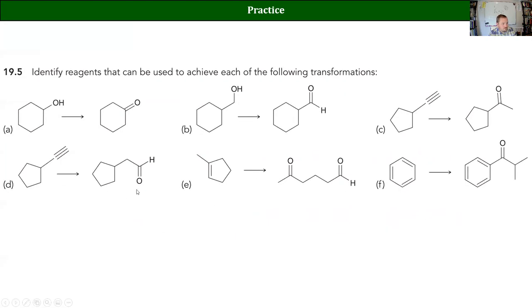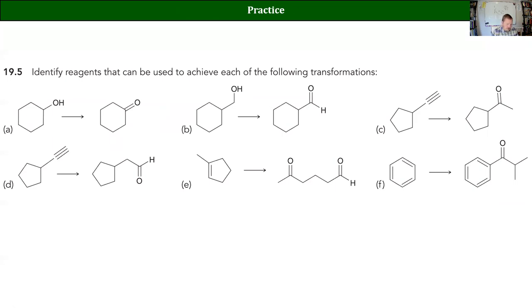All right, so the rest of these are going to be more versions of the same reaction. Oh, if we wanted to make an aldehyde from the same molecule, we would have to use an anti-Markovnikov mechanism. So hydroboration oxidation would be our anti-Markovnikov hydration. You think back to our addition reactions.